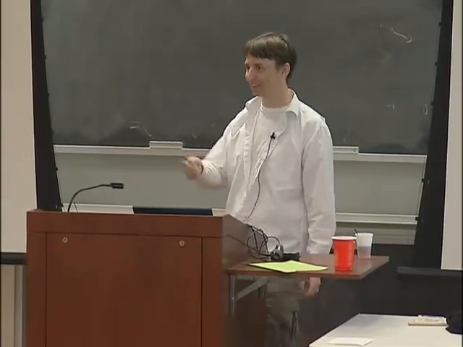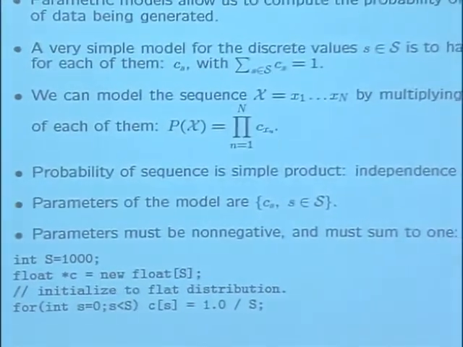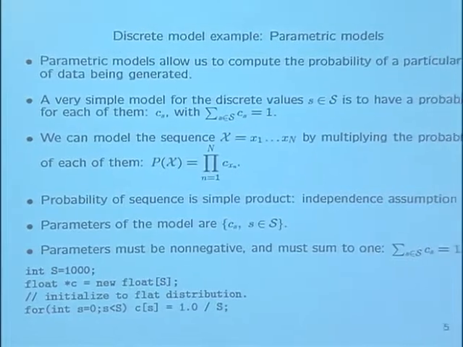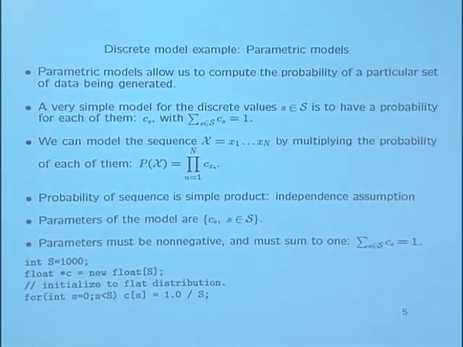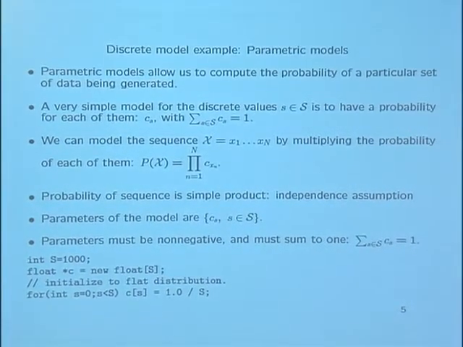Okay. So an example of modeling discrete data. One very simple way to model these discrete values, say integers between 1 and 1,000, is we just have, for each value, a floating point. We have a probability for each value. And they have to sum up to 1 so that they're a valid distribution.